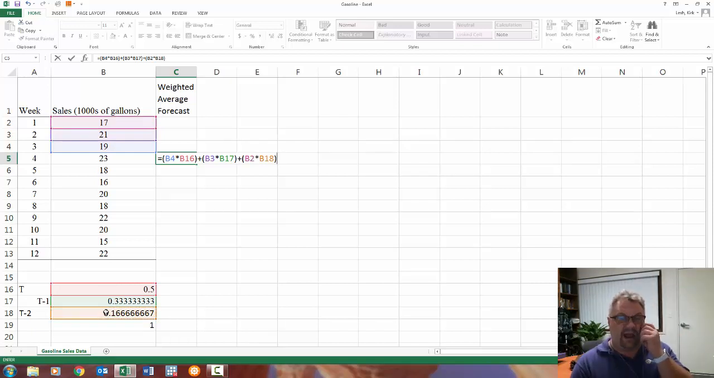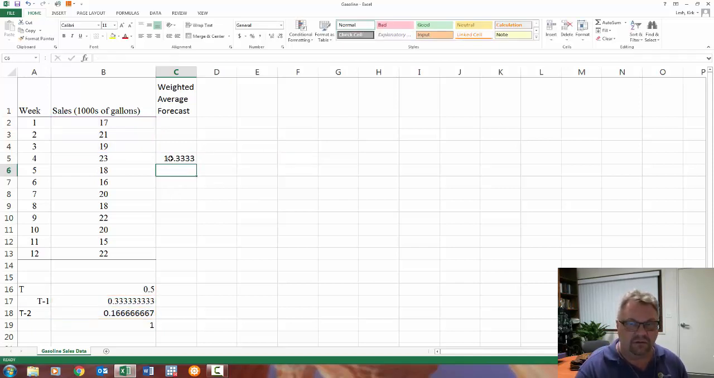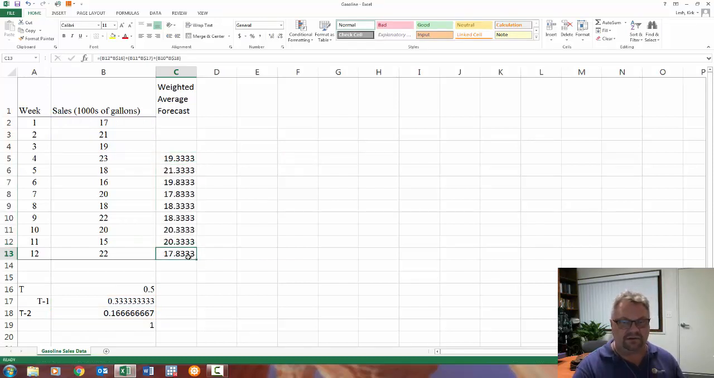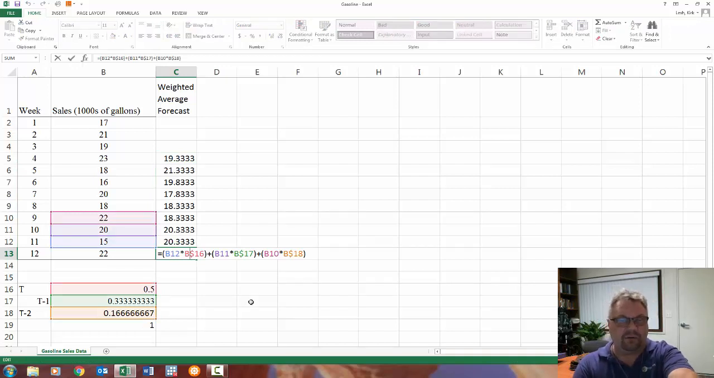And I want to copy this down, so what you're going to want to do is anchor your weights. So I'm going to put an anchor here, here, and here. And now if I copy that down, check this out. Right now, the forecast for period 12 is 15 times 50%, 20 times 33%, 22 times 17%, and presto, here are my weighted average forecasts for my data.